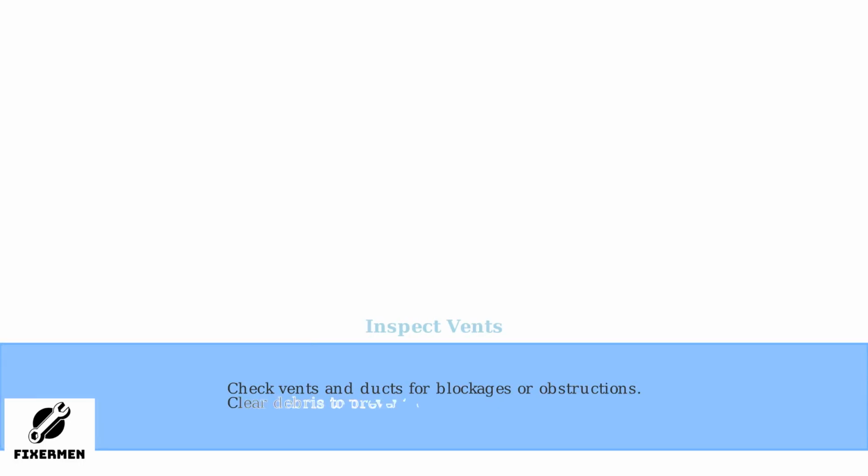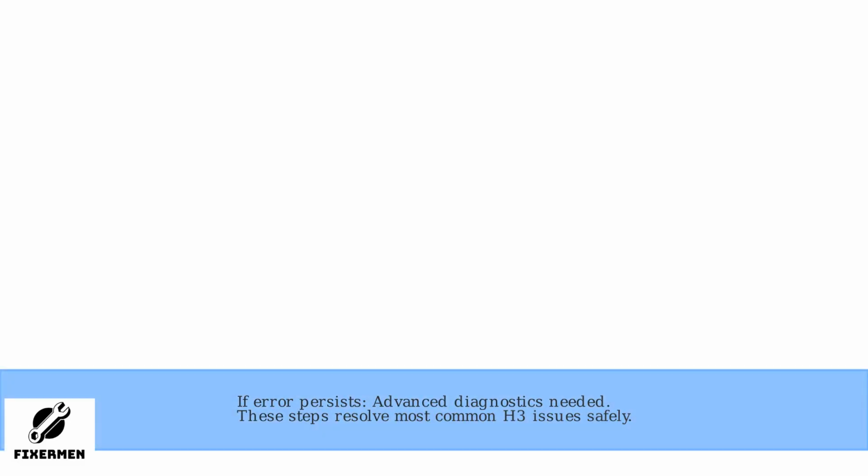Also, inspect your vents and air ducts for any obstructions. Blocked vents can create pressure imbalances that lead to compressor overload and the H3 code. Clear any debris, furniture, or objects blocking airflow. If the H3 error persists after trying these basic steps, more advanced diagnostics will be needed. These initial checks resolve most common issues and are safe to perform yourself.